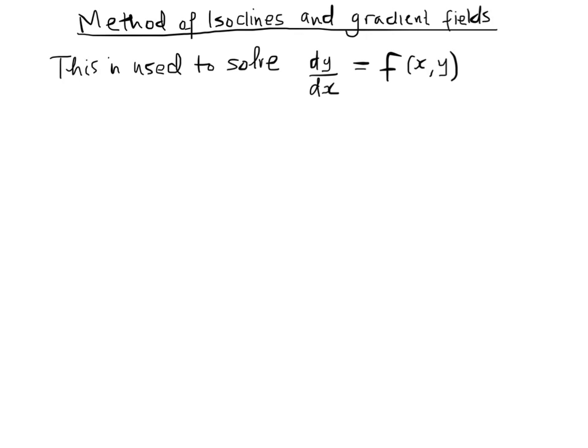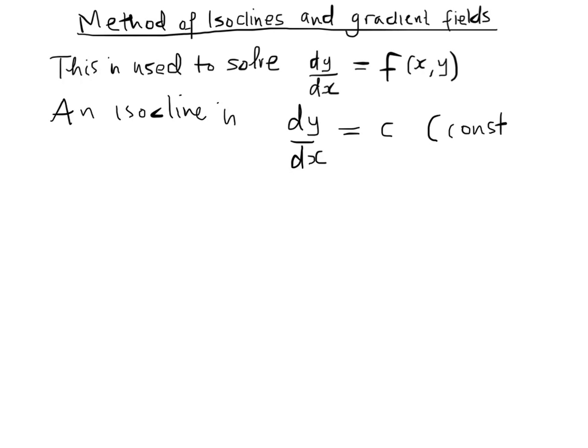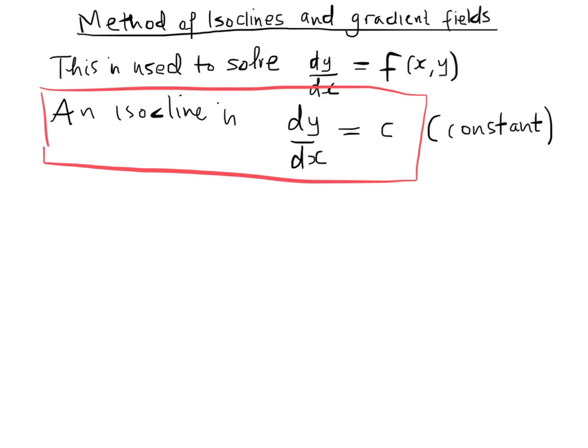So it's used to solve this differential equation, which you're now familiar with. Okay? dy by dx equals some function of x and y. And the idea is, first of all, let's define what we mean by an isocline. So an isocline is dy by dx is a constant. Okay, so an isocline is dy by dx is a constant.